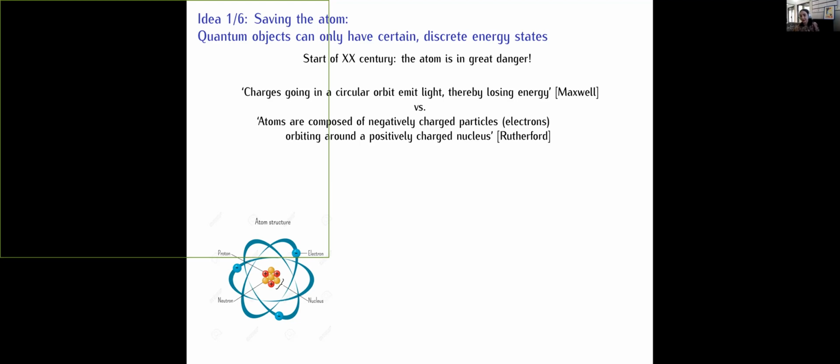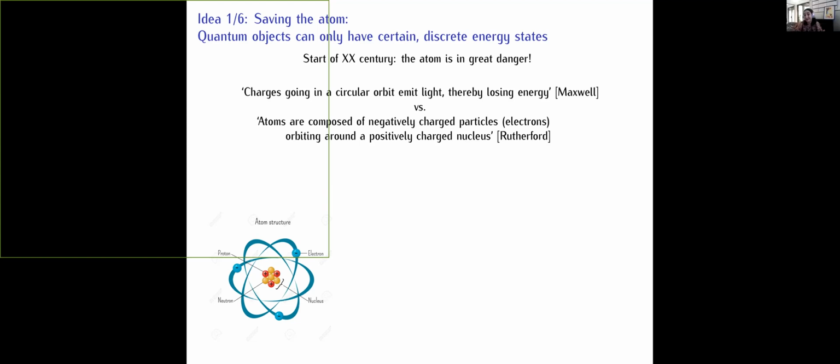Rutherford was studying the models for the atoms, and one of the models that he proposed for what an atom looks like is in this picture here to the bottom left, that says that atoms are composed of negatively charged particles, which we now know as electrons, that orbit around a positively charged nucleus. A tiny little mass that is net positively charged. But you can already see that there's a problem there, right?